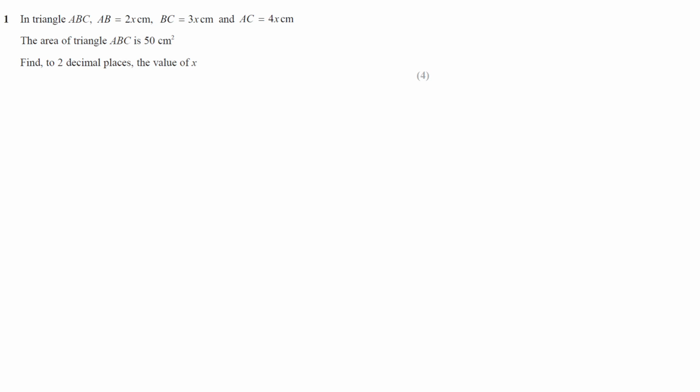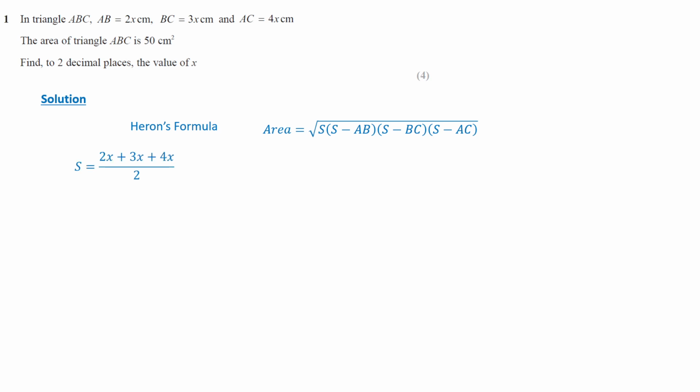In this question, we are given a triangle with sides AB, BC, and AC. To find the area using Heron's formula, we first need to calculate the semi-perimeter, S, which is half of the sum of all the sides. The sum is 9x, so S equals 4.5x.